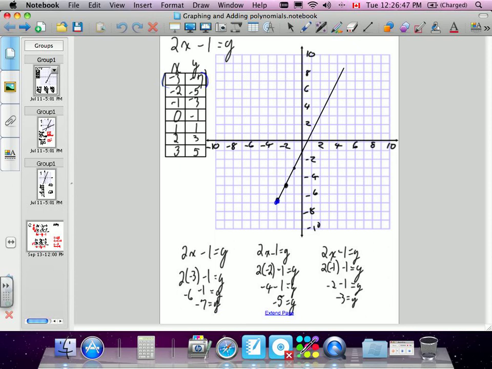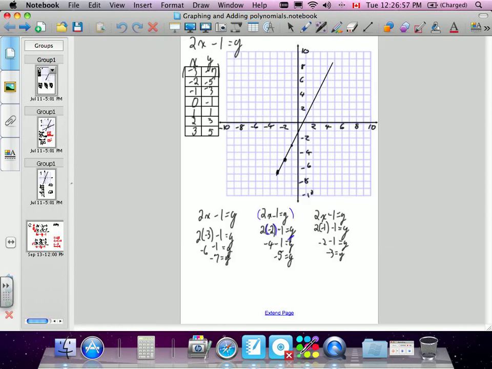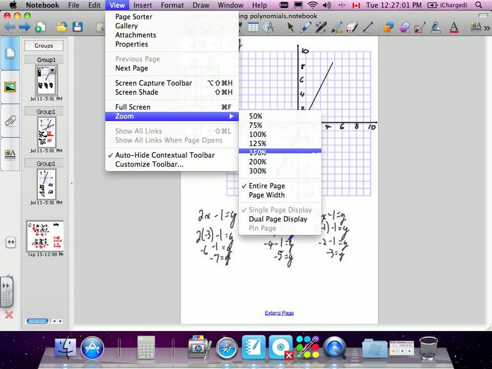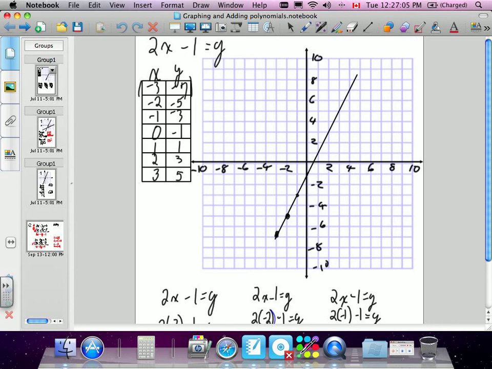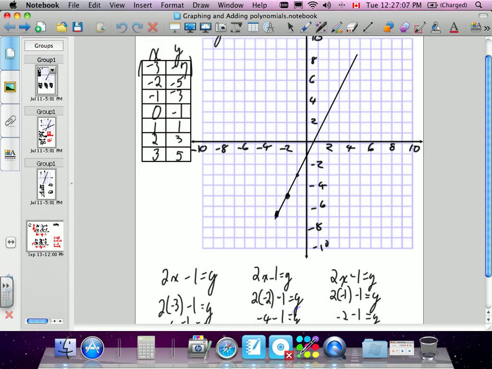We repeated the process. Our next number was negative 2, so we took negative 2, plugged it into the equation, and discovered that y was equal to negative 5. Our next coordinate was negative 2 and negative 5. So we plotted that point on the graph.